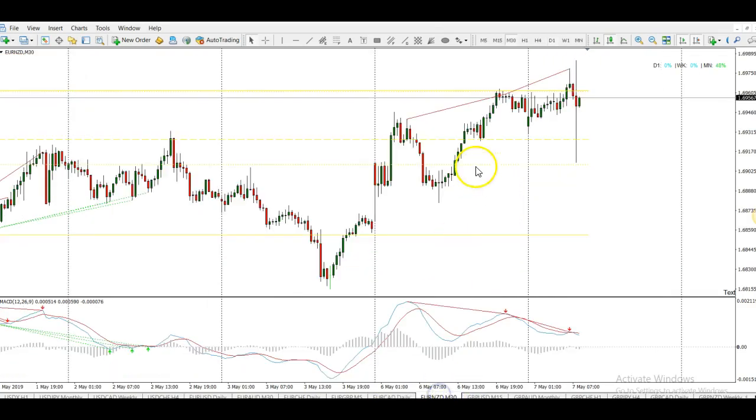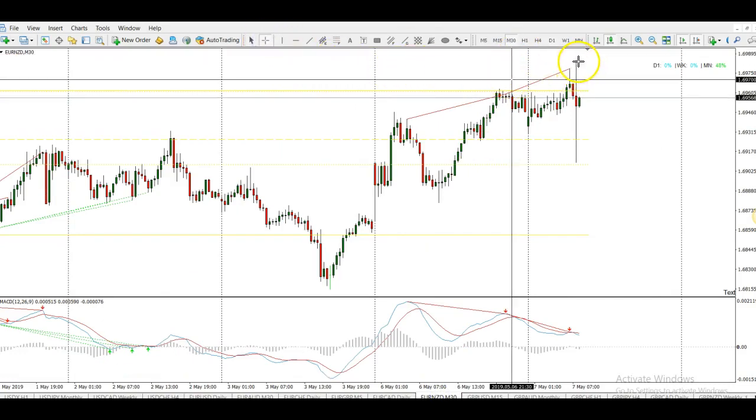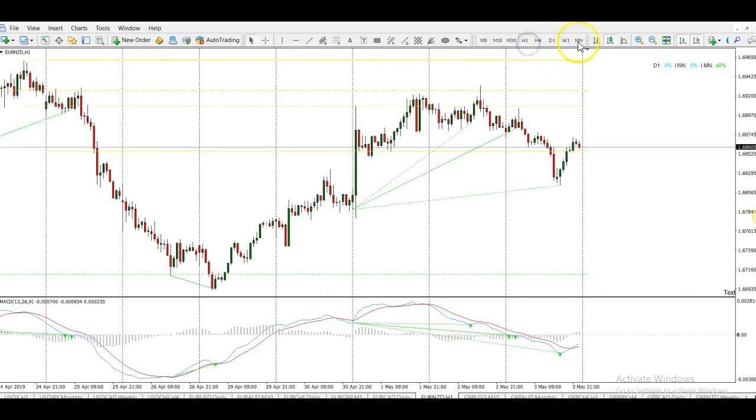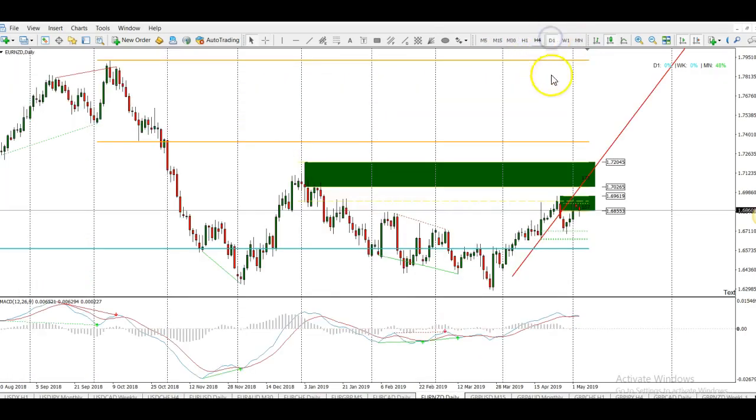Euro Kiwi, it's dropped nicely this morning. It's popped back up. So this is from the Aussie rates decision. You see it pop down. Nice spike, but it's popped back up there. Okay, so this is a shorting opportunity.